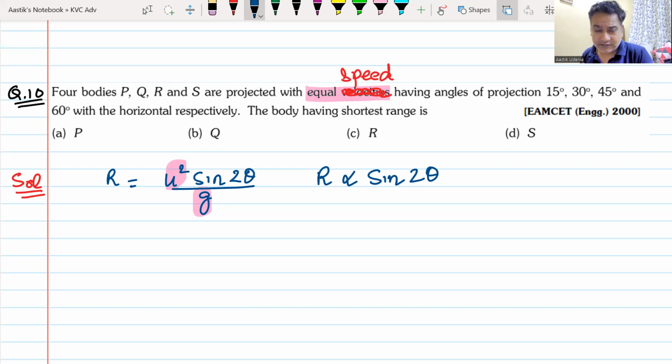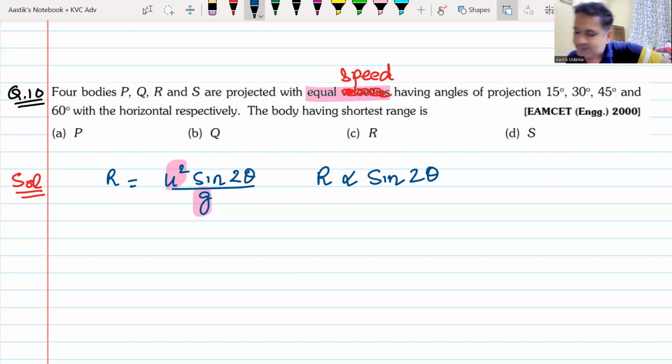If theta is 15, sine of 2 theta becomes 30. So range will be proportional to sine of 30. In second case, sine of 60. In third case, sine of 90. In fourth case, sine of 120. And you have the correct answer now. Which is more, sine 30 or sine 60 or sine 90 or sine 120?